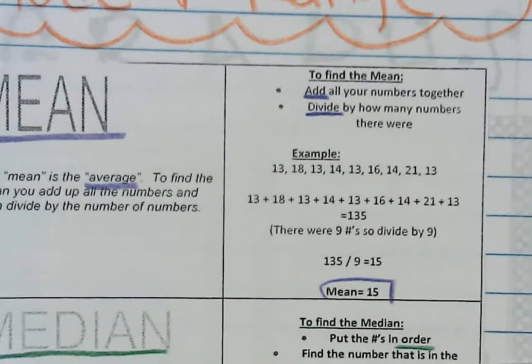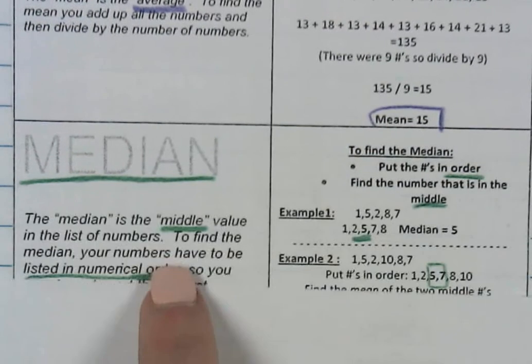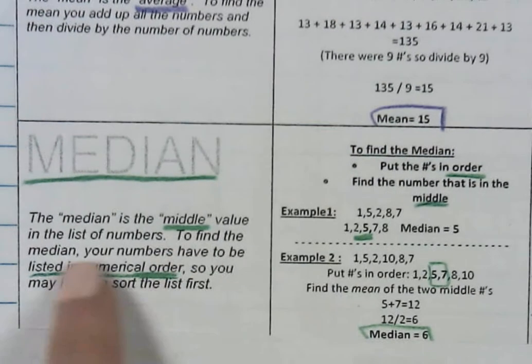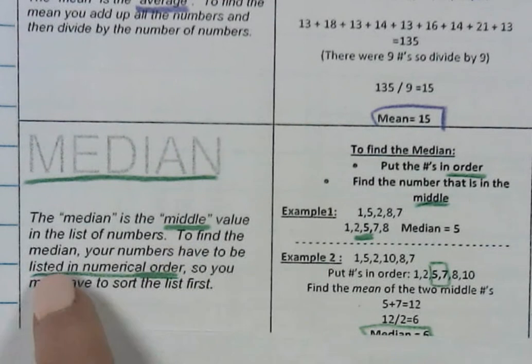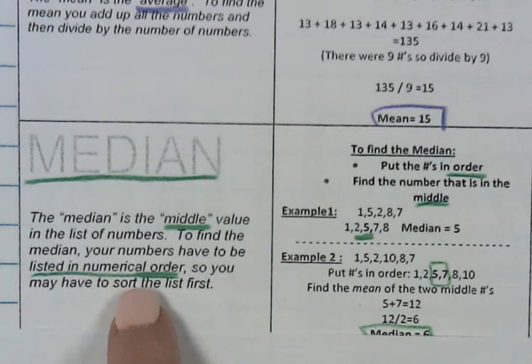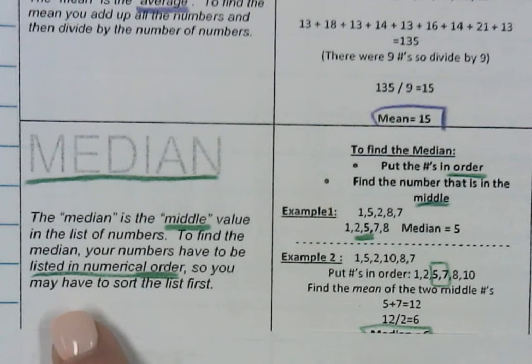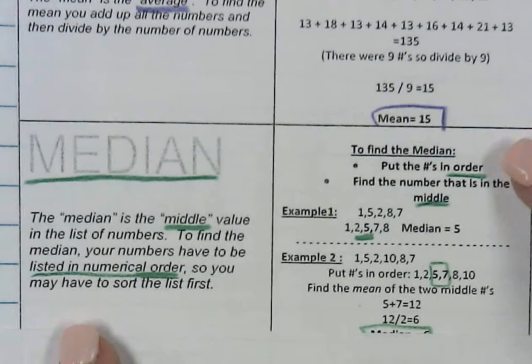Now let's look at median. Anytime you hear median, we think about the middle. Median is the middle value in the list of numbers. And to find the median, your numbers have to be listed in numerical order. That's why I underlined it. Median's easy. It just means the middle number, but your numbers have to be in order. If it's not in order, it's not going to be correct. So let's look over here at our example.